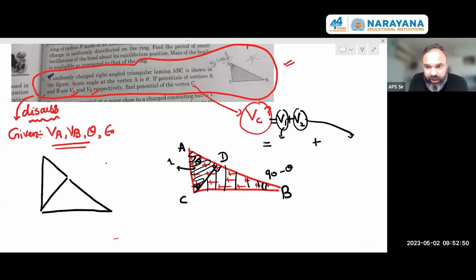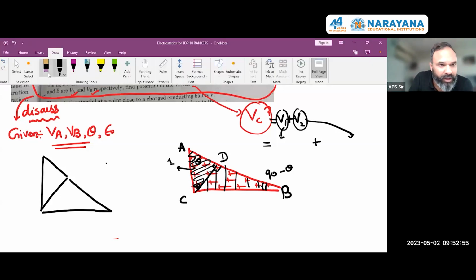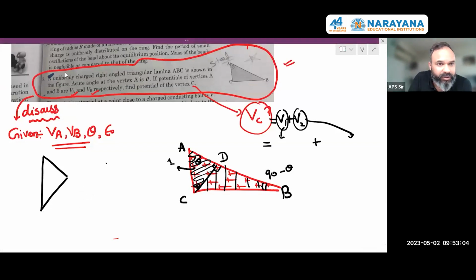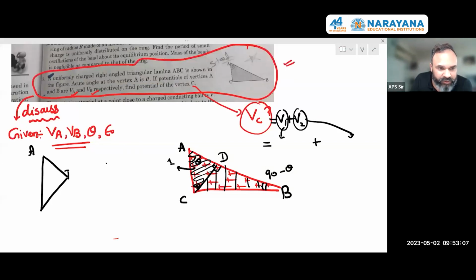Okay. So we are targeting how to write V1. So remove the other part and just focus on it. Just give me a moment. Yeah, I'll explain about ADC. So ADC, this guy 90, this guy theta, and this guy 90 minus theta. Now I'm saying I need the potential here at C, and that is V. That's what is required.